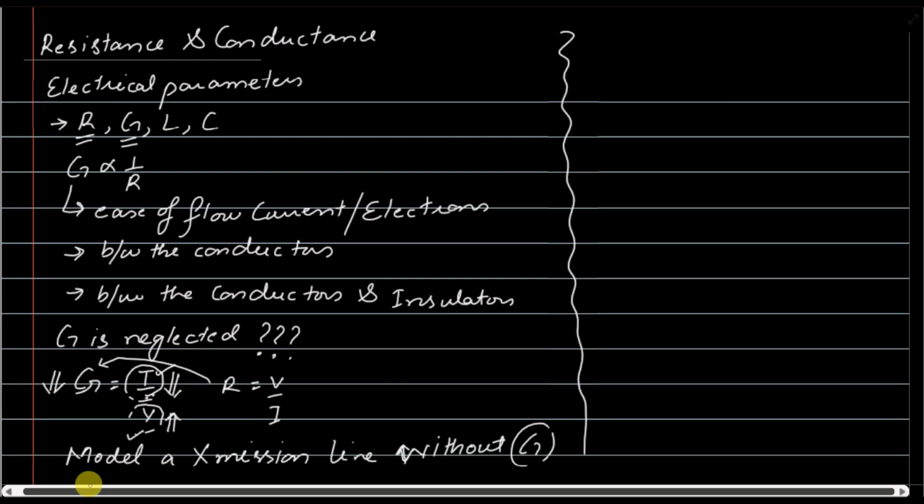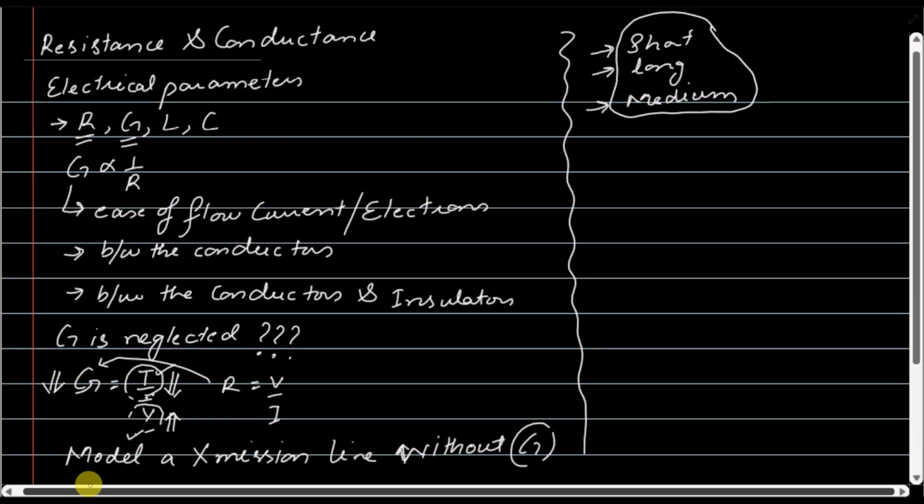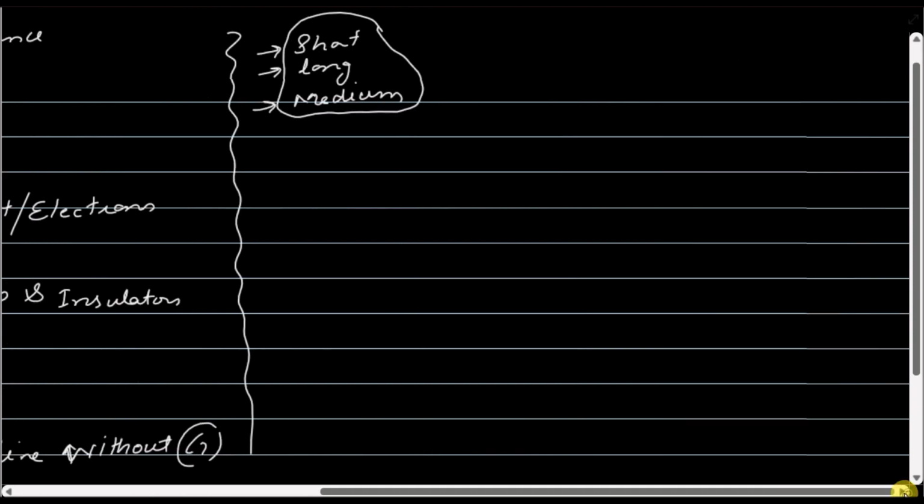We have three different types of models: for short transmission lines, medium transmission lines, and long transmission lines, and in all these transmission line models we are going to neglect the conductance. So this is for the conductance.